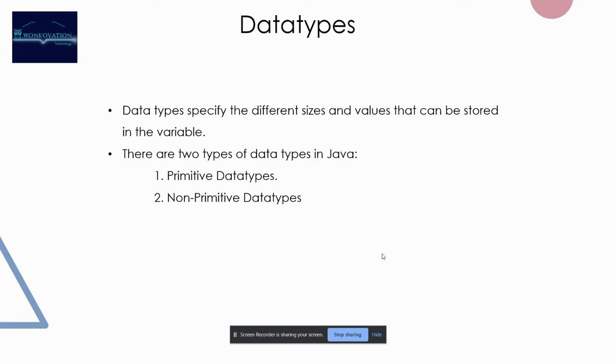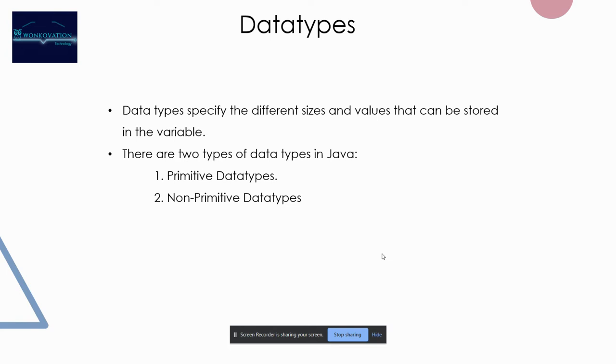Since the data to be dealt with are of many types, a programming language must provide ways and facilities to handle all types of data. Java, like any other programming language, provides ways and facilities to handle different types of data by providing data types. Java data types are of two types: primitive and non-primitive data types.